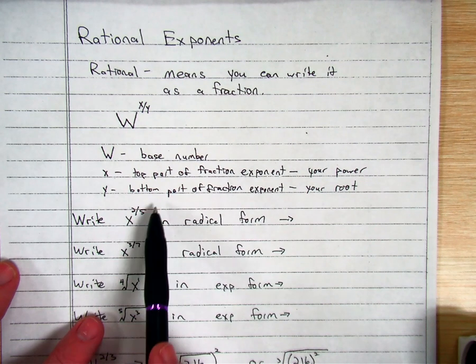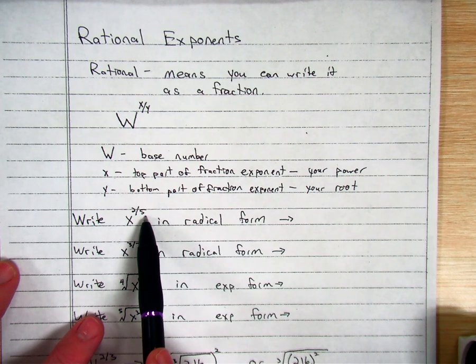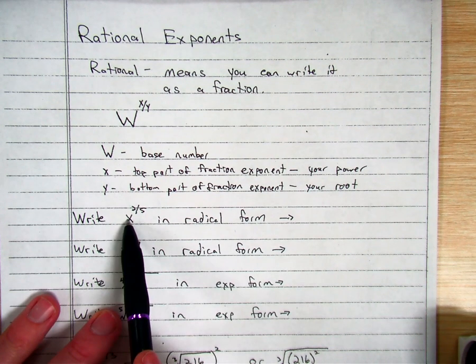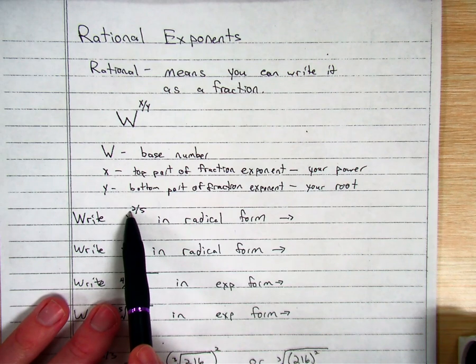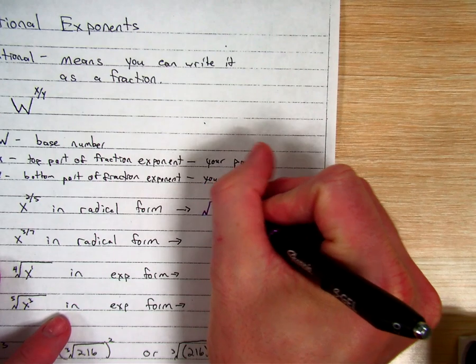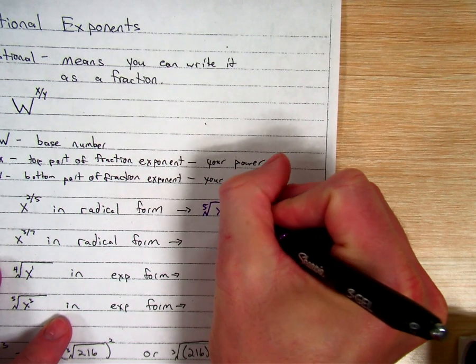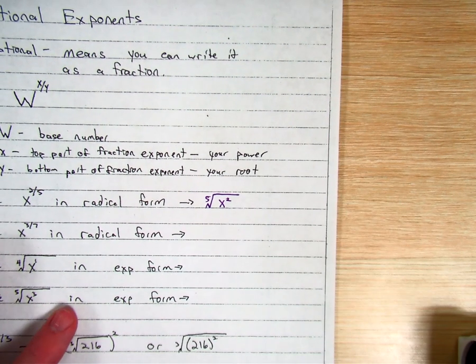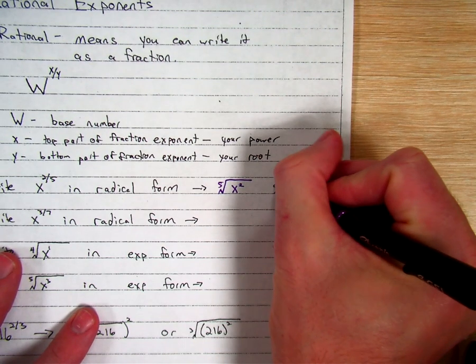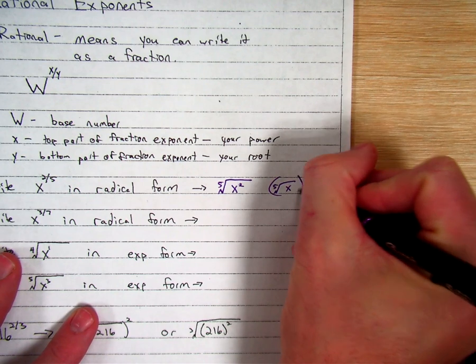So if we're going to go from exponent form to radical form, we have x to the 2/5, so that's the second power, squared, but then fifth root. So I'm going to write that as the fifth root of x squared, or you could also think of it as the fifth root of x, squared.